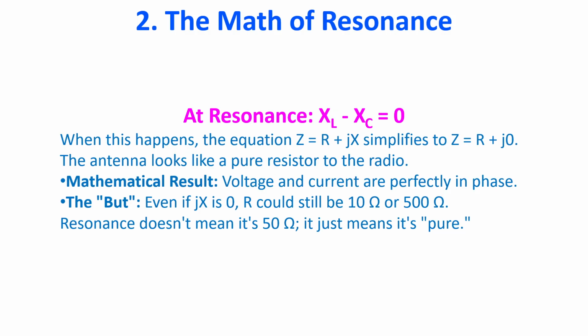But even if JX is 0, R could still be a definite value, 10 ohms or 500 ohms. So resonance doesn't mean it is 50 ohms. It means it is a purely resistive component. So if the impedance, the purely resistive component, does not match that of the radio, there will be standing wave and SWR will be high.